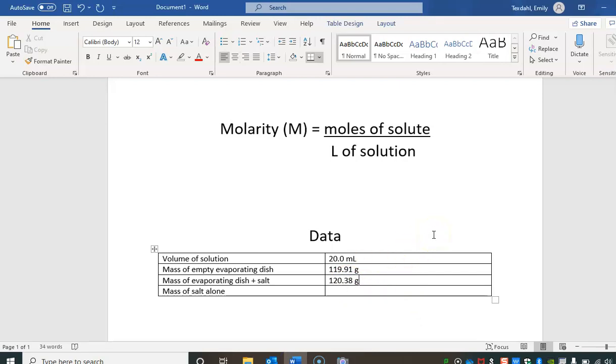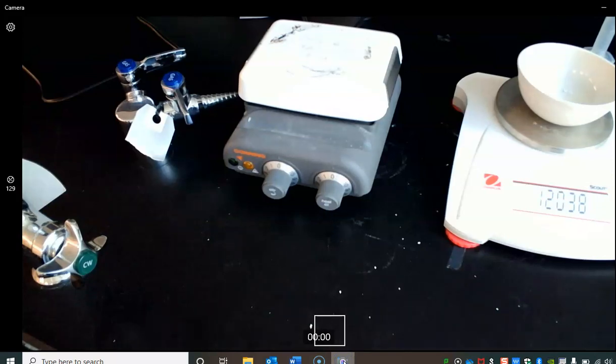So that leaves us with around a half a gram of salt alone. I will let you calculate that. So now you should have all the information that you need to calculate the molarity of the original salt solution.